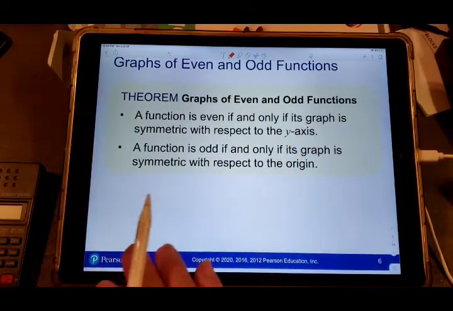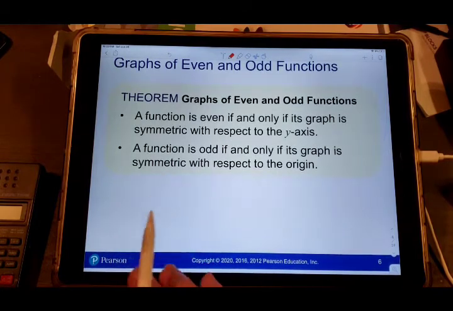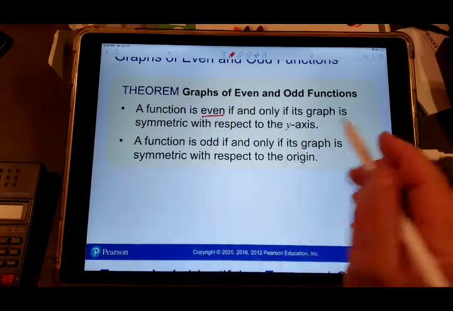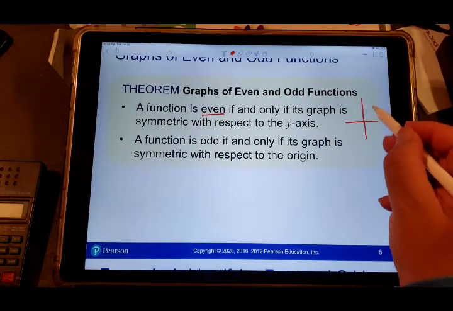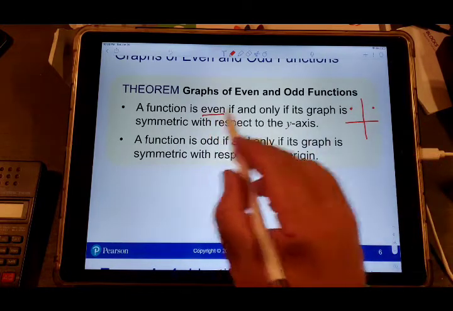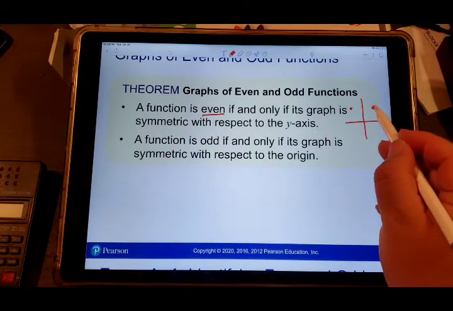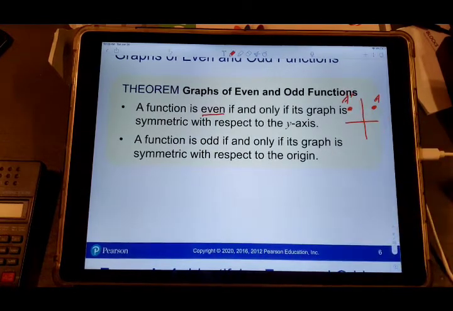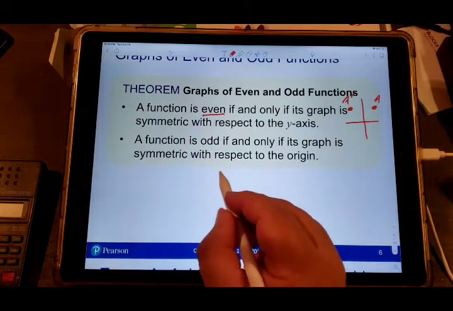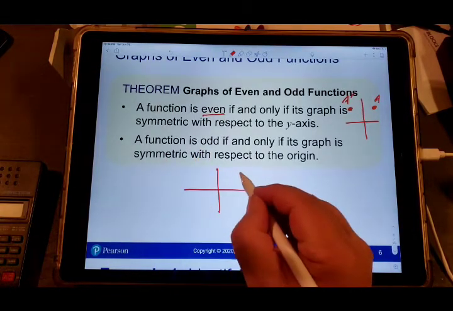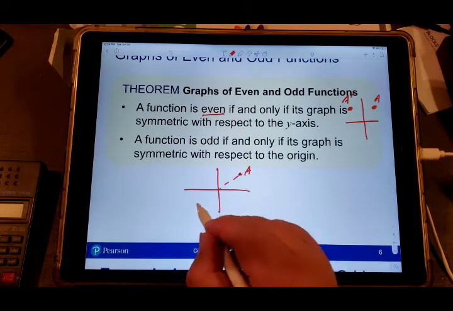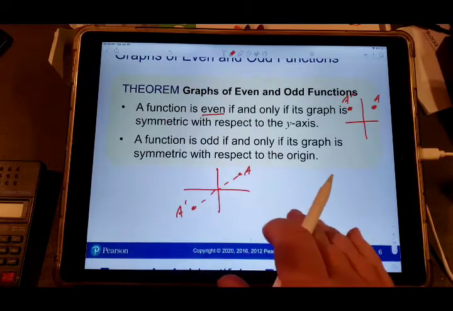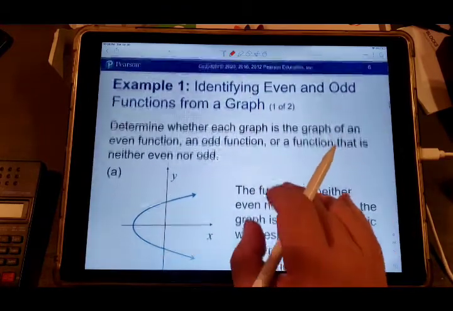When you graph a function, and the book uses this extensively, when you graph a function and you know it's even, then you know it is symmetrical with respect to the y-axis. So even means if you have a point here in quadrant 1, you have its mirror image here. A function is odd if you have a point here and its mirror image would be here. And we've seen this in another section, so you've heard me talk about this before.